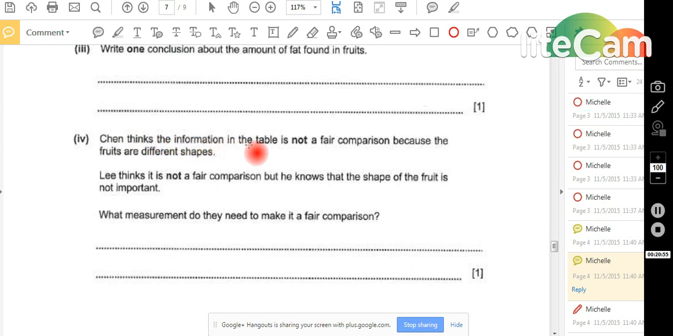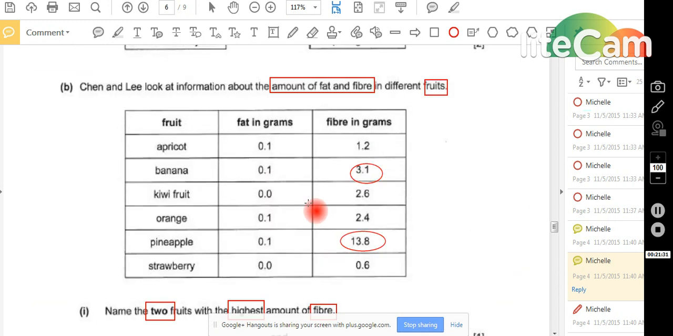Chen thinks the information in the table is not a fair comparison because the fruits are different shapes. Lise thinks it's not fair but knows that the shape is not important. What measurement do they need to make it a fair comparison? Okay, so we know that it's not the shapes. Whether you are a block or a circle is not going to determine your content. Yeah, but what will make this more fair?